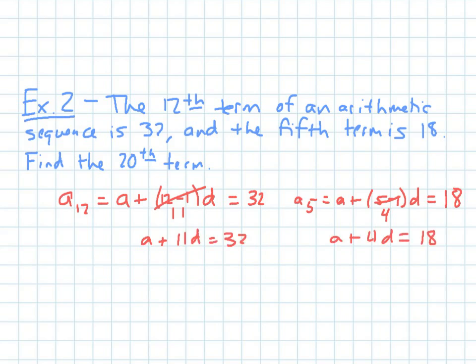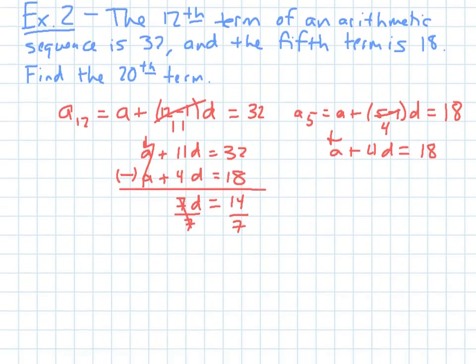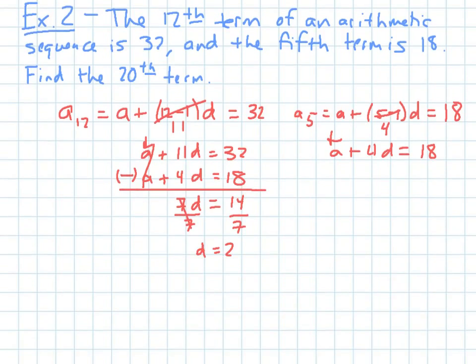Now here you can use substitution, elimination, or you could graph if you wanted to, but you probably won't want to do that. So I noticed that the a's are the same, so I'm going to use elimination. I'm going to stack them, and because the a's are the same sign, I subtract. So a minus a cancels out. 11d minus 4d gets me 7d. And then 32 minus 18 is 14. So dividing both sides by 7 gets me a value of 2 for my common difference.